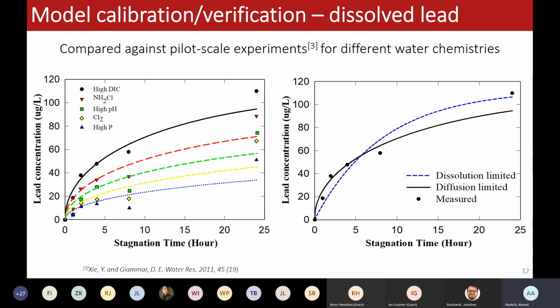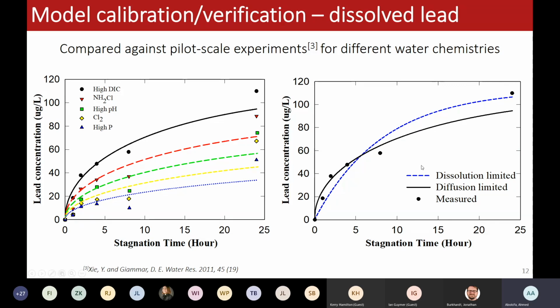And so to calibrate and verify the model, we compared the simulation results against pilot scale experiments. And these experiments were done by Dan Gimar's group. He's also at WashU. In these pilot scale experiments, the pipes were conditioned for almost a year before introducing different solutions or different water chemistry scenarios to see how the change in the water chemistry from the initial conditions results in releasing dissolved lead from the service lines.